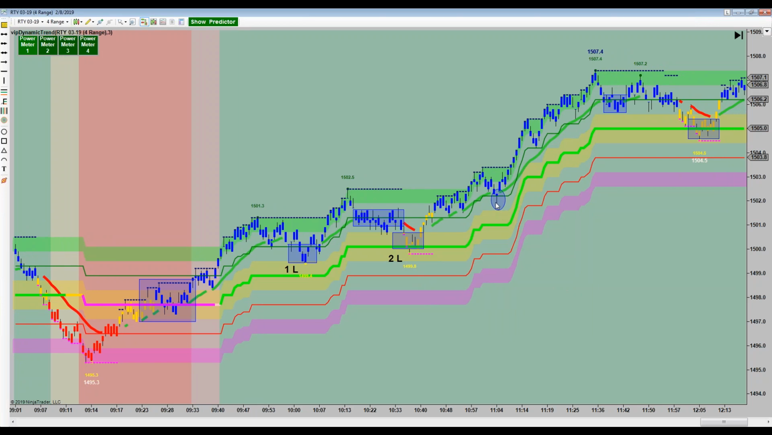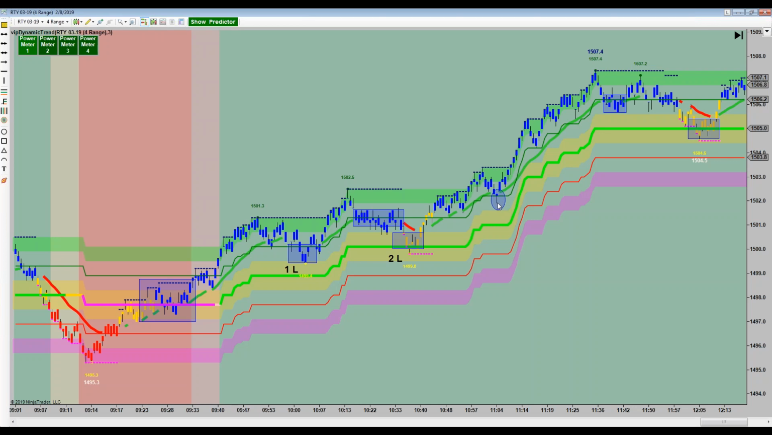5 seconds, yes or no? 4 seconds. This bar, legit minimum criteria long trade, yes or no? 3 seconds. Wiring in. 2 seconds. This bar right here. 1 second. No. No.